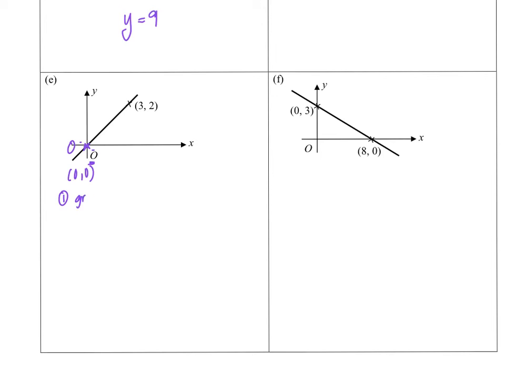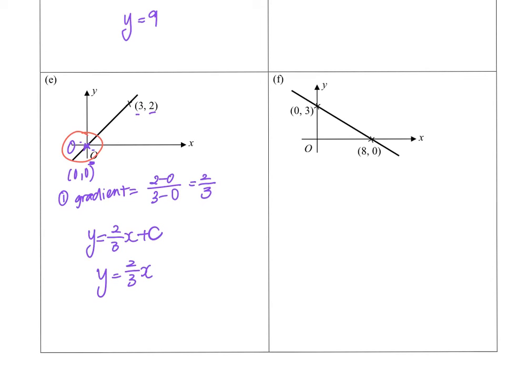So gradient will now be y2 minus y1. So I'll take 2 minus 0 over x2 minus x1, 3 minus 0. So the gradient will be 2 over 3. Equation of a straight line, y equals mx plus c, 2 over 3x plus c. But what is our y-intercept down here? Our y-intercept is the number 0. So y equals 2 over 3x plus 0. Do I need to write the plus 0? No need, right? So this will be the answer.